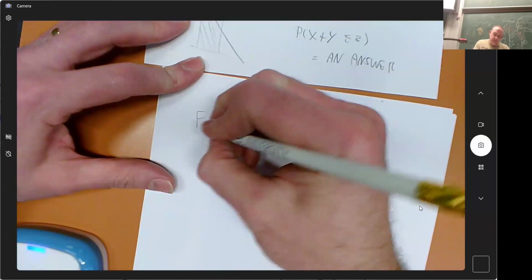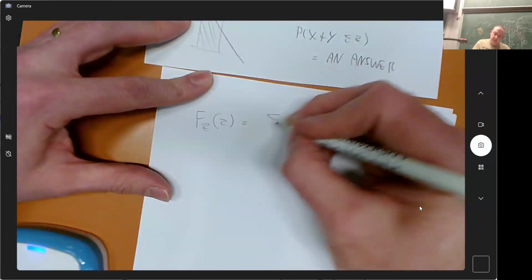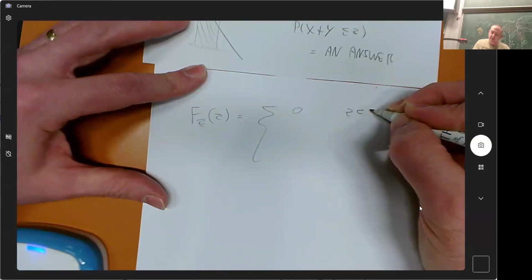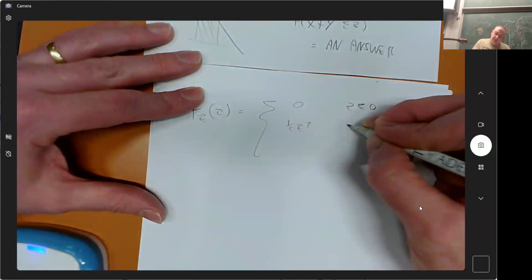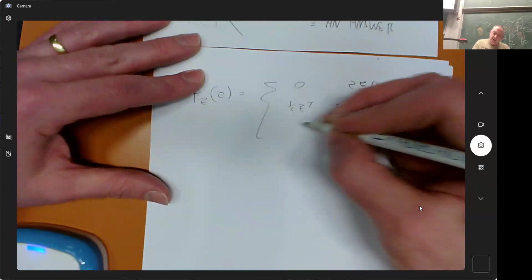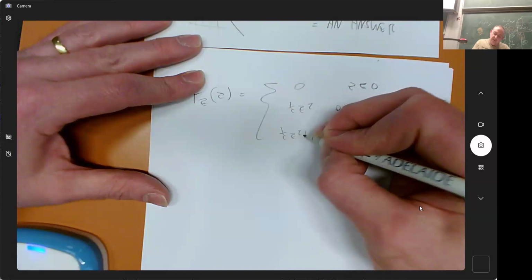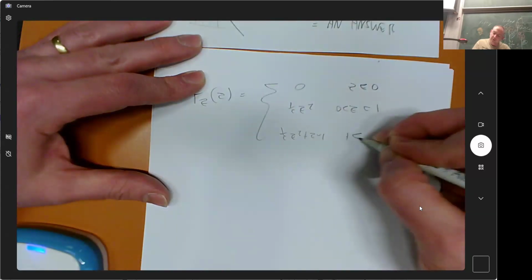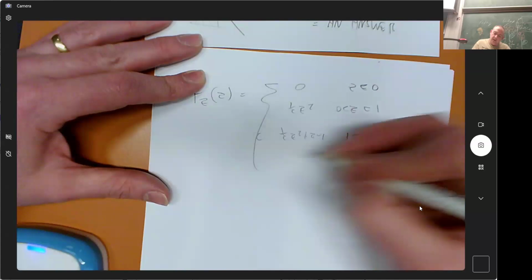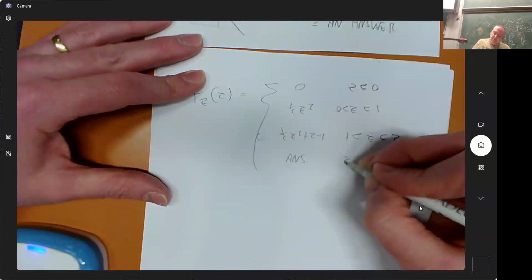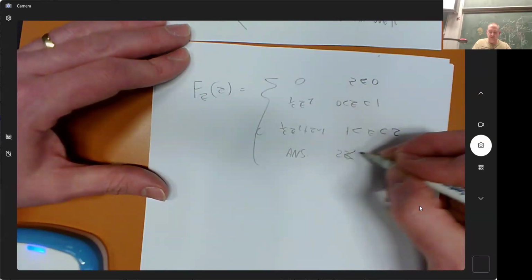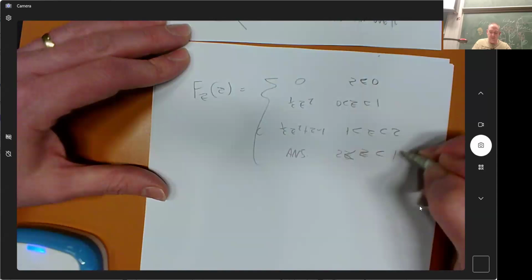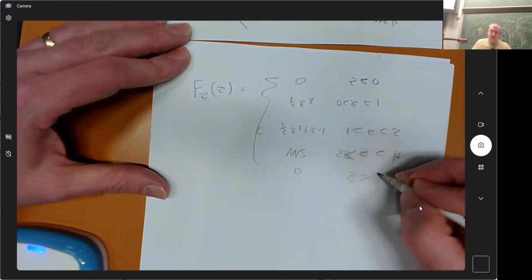And so my CDF is zero if Z is less than 0. Half of Z squared if Z is between 0 and 1. Half of Z squared plus Z minus 1 if Z is between 1 and 2. Answer if Z is between 2 and whatever the last final point is, and 1 when Z is more than that final point.